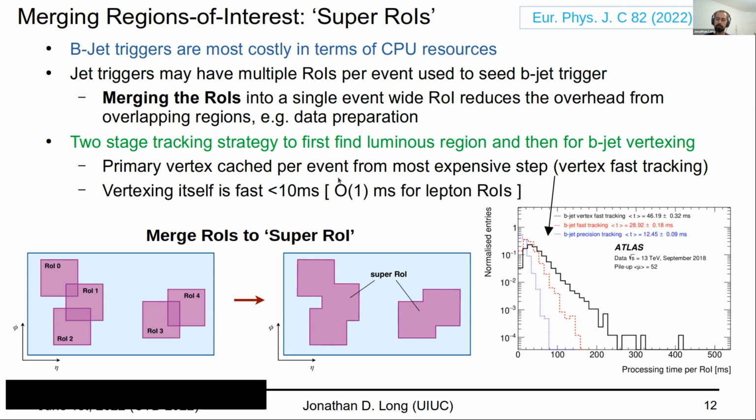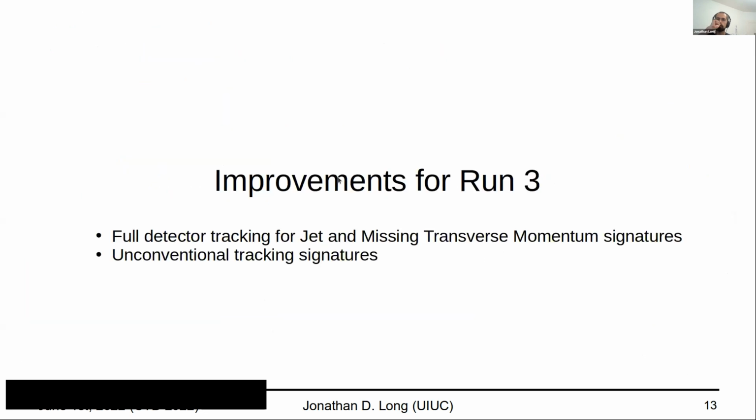So now I'd like to move on to improvements we've made for Run 3, keeping in mind that we plan to introduce a lot more full scan tracking for our jet and missing momentum signatures. And then finally, we'll wrap up with the use of unconventional tracking for LLP signatures.